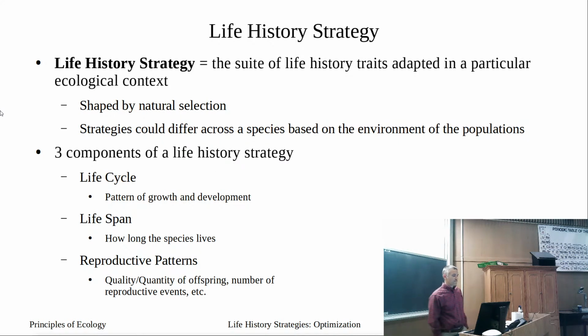We're going to talk about three components of the life history strategy. We're going to talk about life cycle, which is a pattern of growth and development of our species. We're going to talk about lifespan, which is how long our species should live. And then we'll talk about reproductive patterns. The reproductive patterns are a big one because we can talk about the distinction or the strategy between producing quality offspring at the cost of producing quantity, or producing a large quantity of offspring at the cost of making them much lower quality.